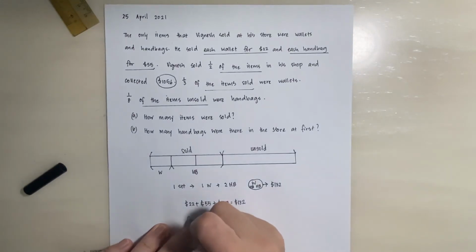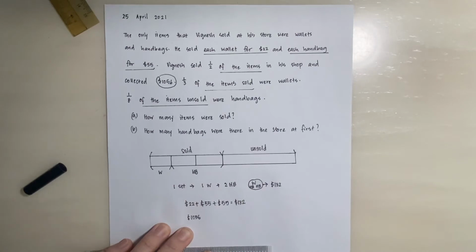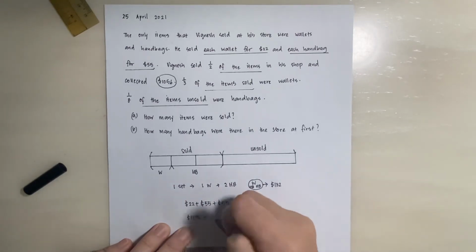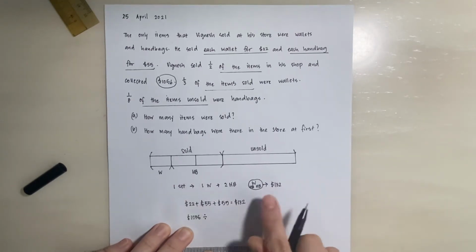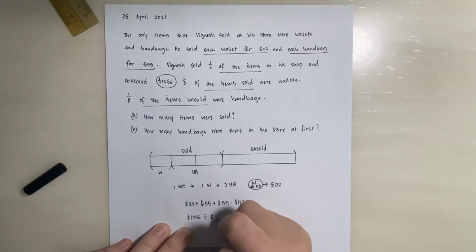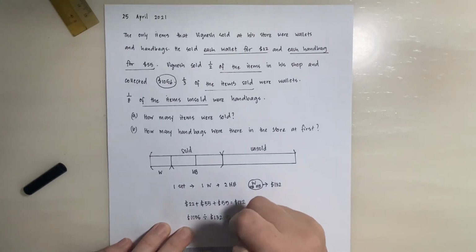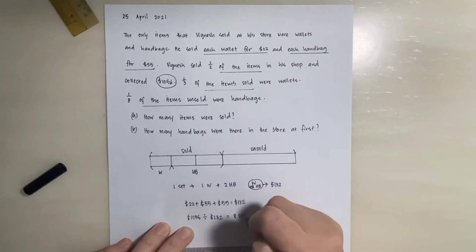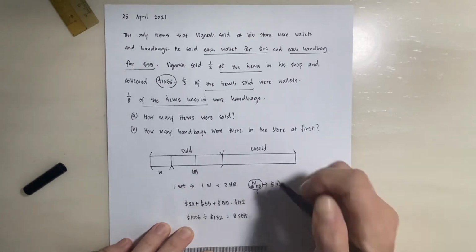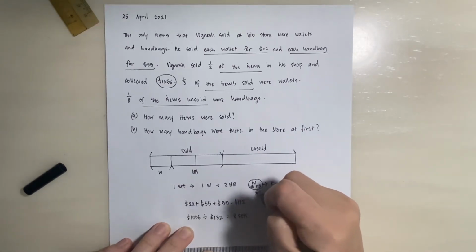So I would want to use my total, the amount of money that he collected from selling, divided by the value of one set. So I would have 132. So I take my total amount collected divided by the amount collected for one set. I want to find out how many sets there are. So I would have 8 sets. I will have 8 sets times 8.